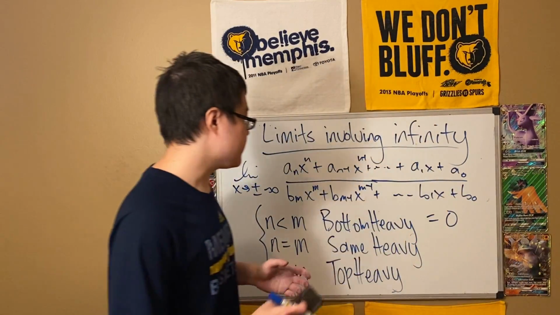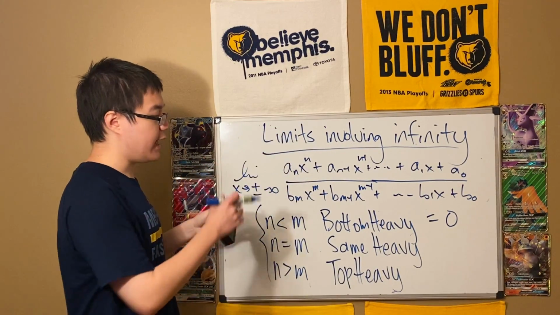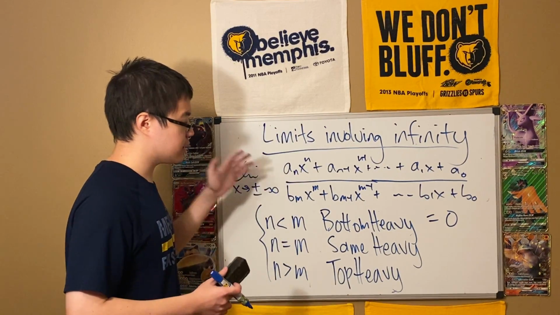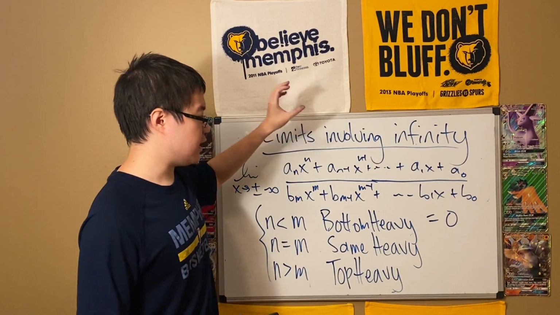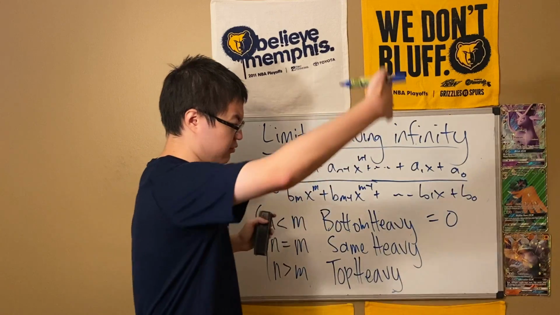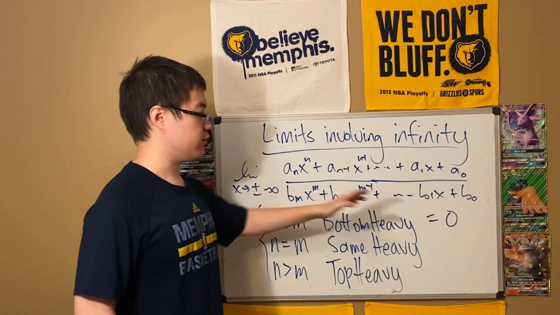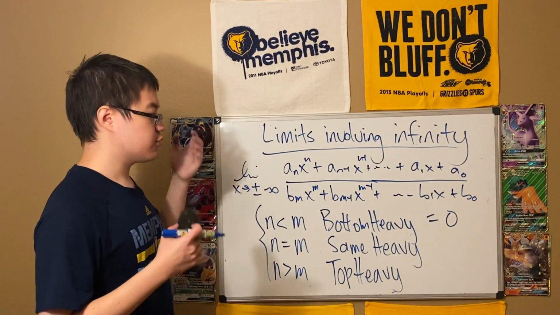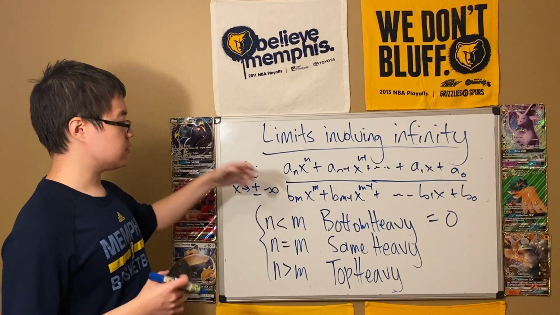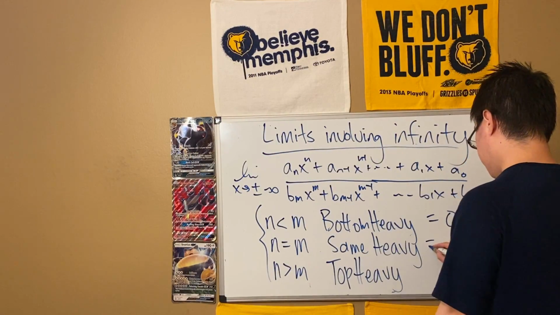Why is that? It's because the bottom is getting bigger and bigger compared to the top as you're going towards infinity. If you have a number divided by a bigger number, as x is going to infinity, that denominator is going to dominate everything, so eventually you're going to be getting 0. Same heavy, it's going to be the ratio of the leading coefficients, so it's going to be an over bm. So this is just the ratio.